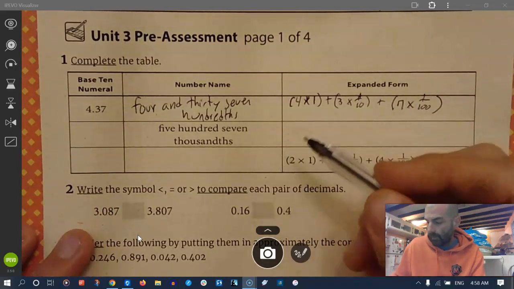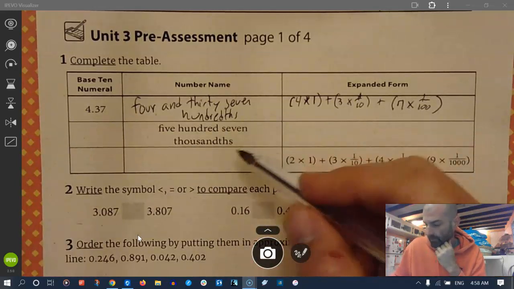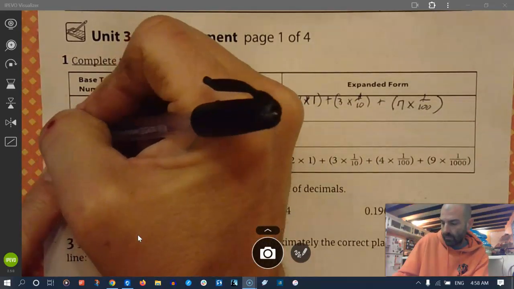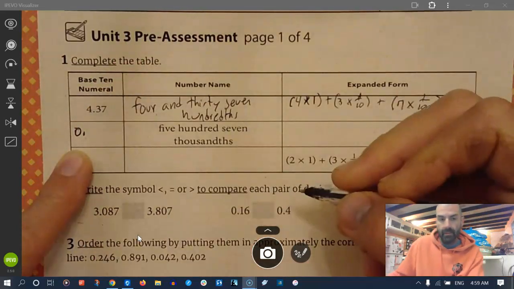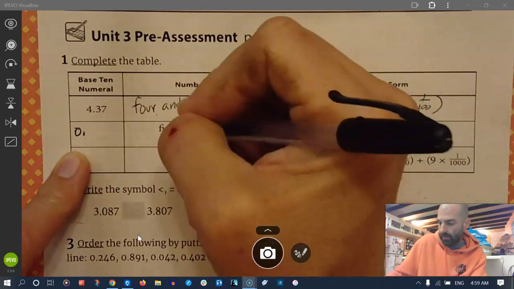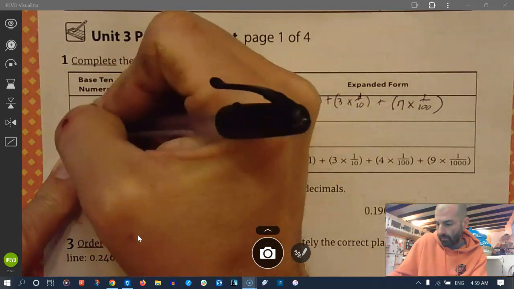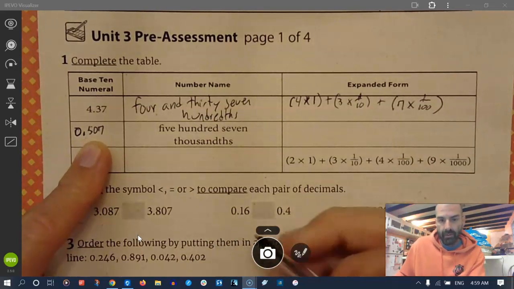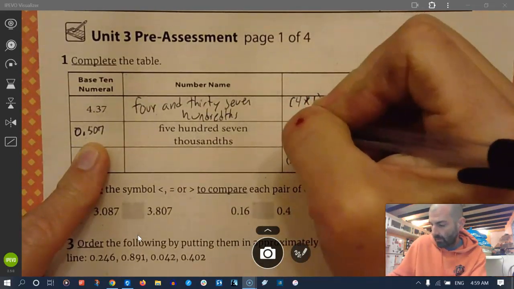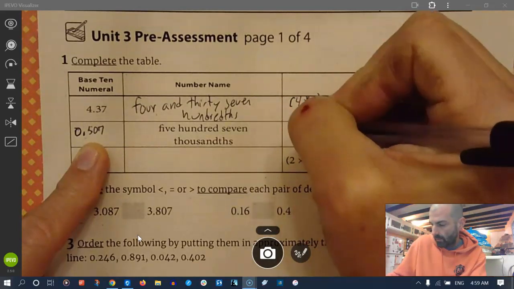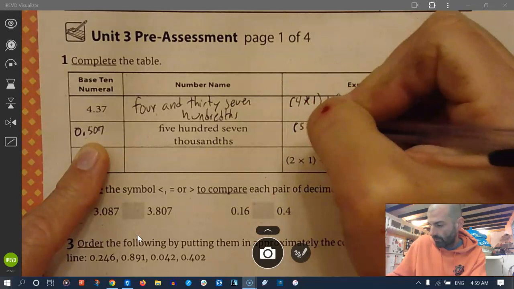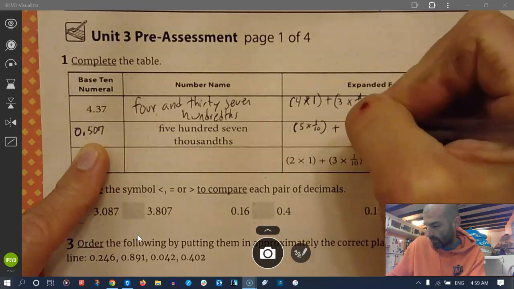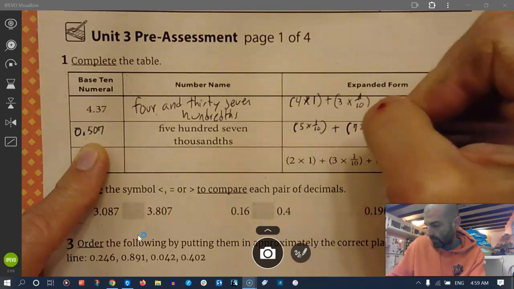Okie dokie. Go ahead and do the second one, and now I'm going to go over it. So this says 507 thousandths. It doesn't say a 0 or an "and," but it's there, because with 507 thousandths, the only way we can do that is if the 507 is to the right of a decimal point. So we have 507 thousandths. For expanded form here, we have 5 times 1/10. We could put the 0 or not, I'm not going to. And then we're going to add that to 7 times 1,000.